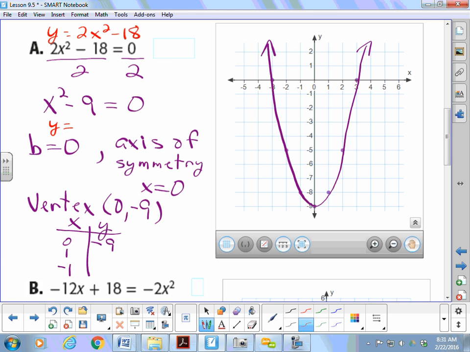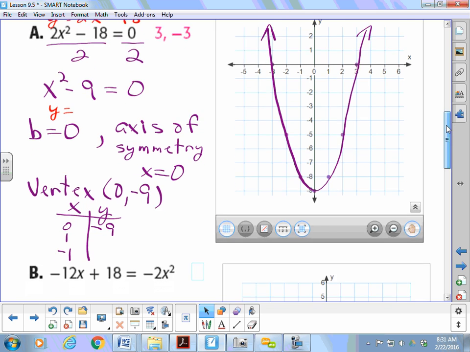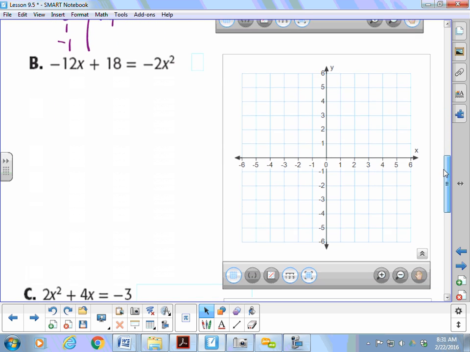Right. Why does it look different? Anybody know? Because we divided by 2 to start with. Okay, it looks different because we divided by 2 to start with. Right? So our answers, positive 3 and negative 3. Right, we're trying to find where it crosses the x-axis. So your graph's got to get there. Okay. All right, let's look at another one.